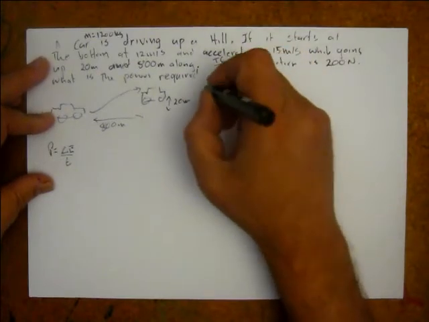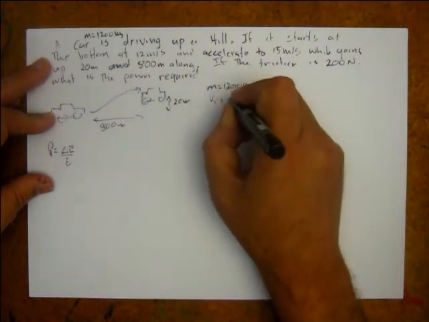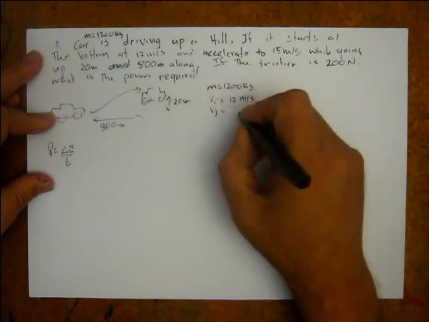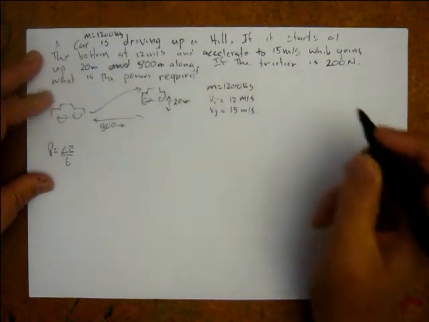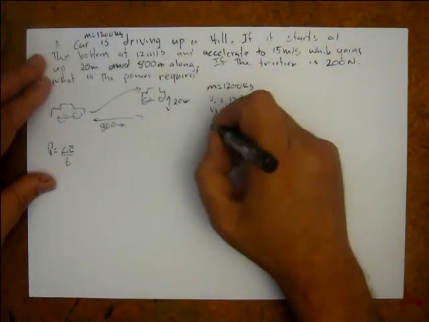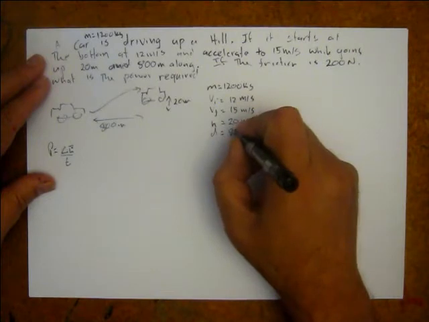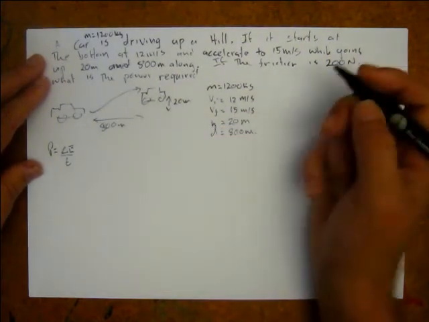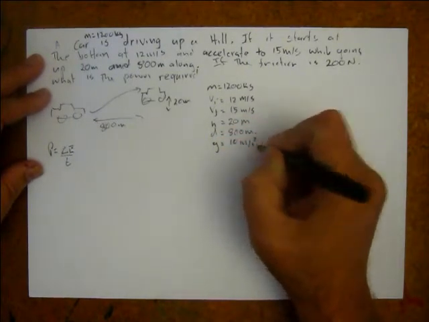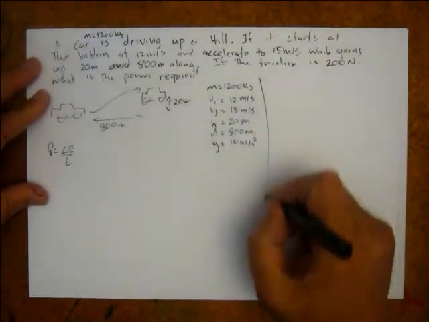So we write down what we know. Mass equals 1200 kgs. VI equals 12 meters per second. VF equals 15 meters per second. What else is there? We've got H equals 20 meters. D equals 800 meters. Gravity equals 10 meters per second squared. I'm just using that because it's easier.